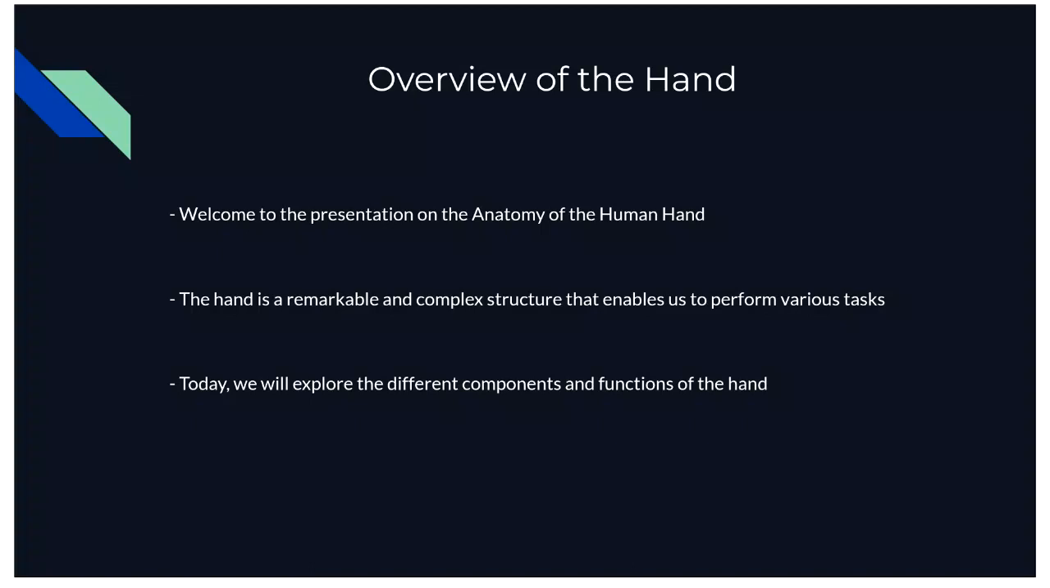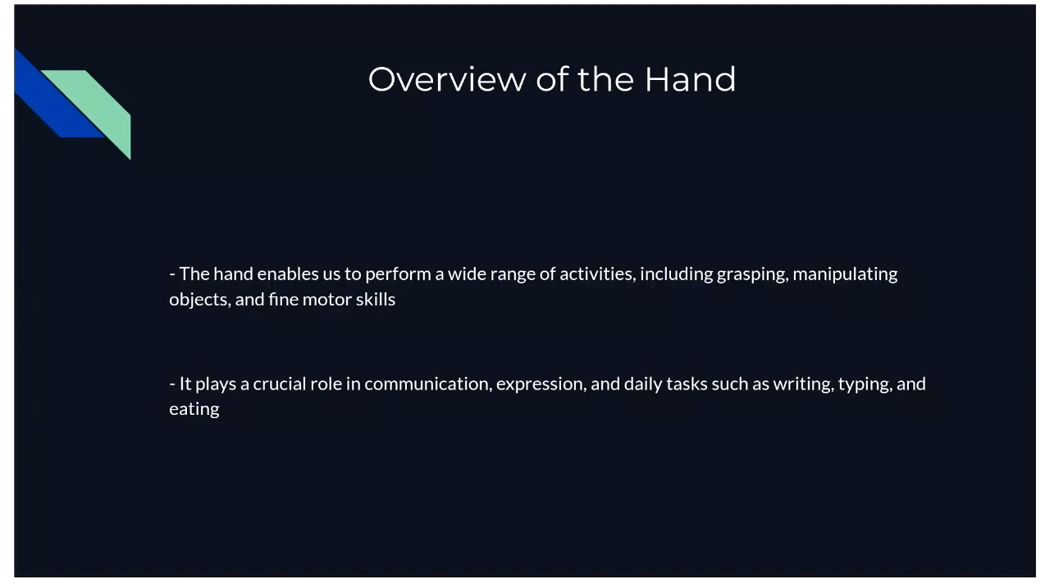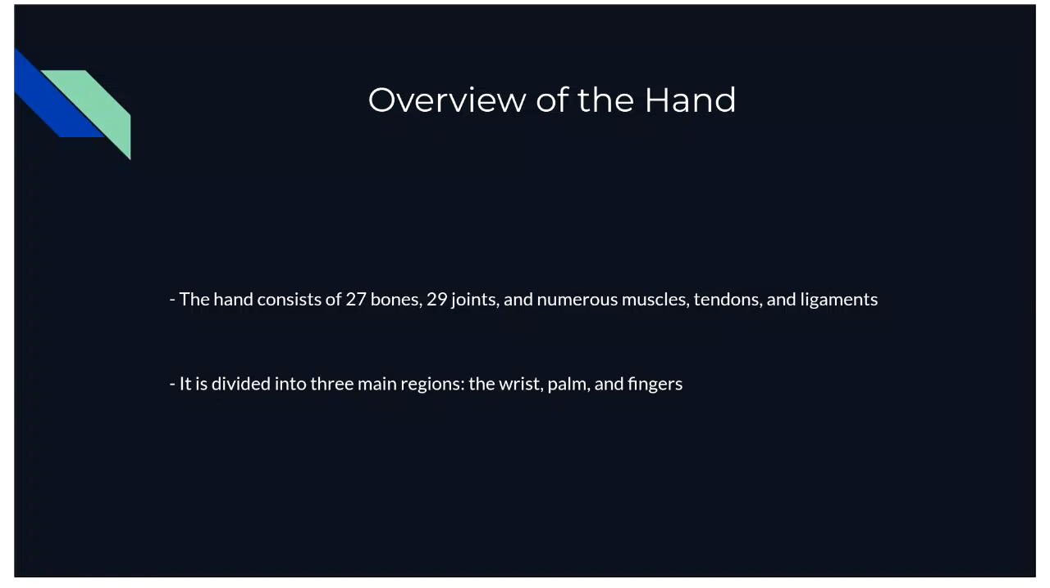So, like I said, this is the lecture on the hand. As you do know, the hand is a remarkable and complex structure that enables us to perform various tasks, right? Today we'll explore those. The hand enables us to perform a wide range of activities, including grasping, manipulating objects, and fine motor skills. It plays a crucial role in communication, expression, and daily tasks such as writing, typing, and even eating. The hand consists of 27 bones, 29 joints, and numerous muscles, tendons, as well as ligaments, okay? It's divided into 3 main regions: your wrist, the palm, and the fingers.